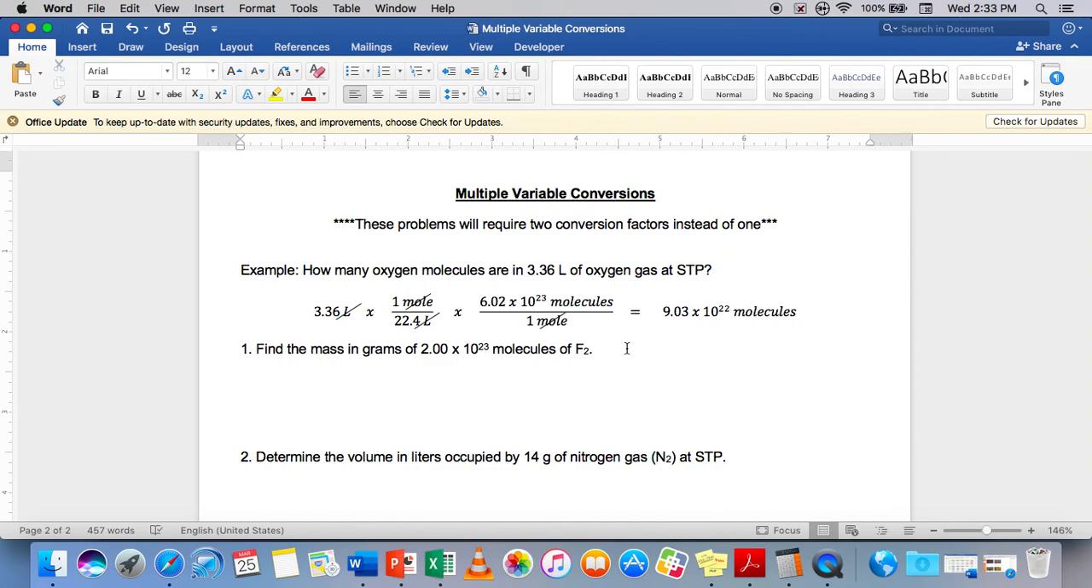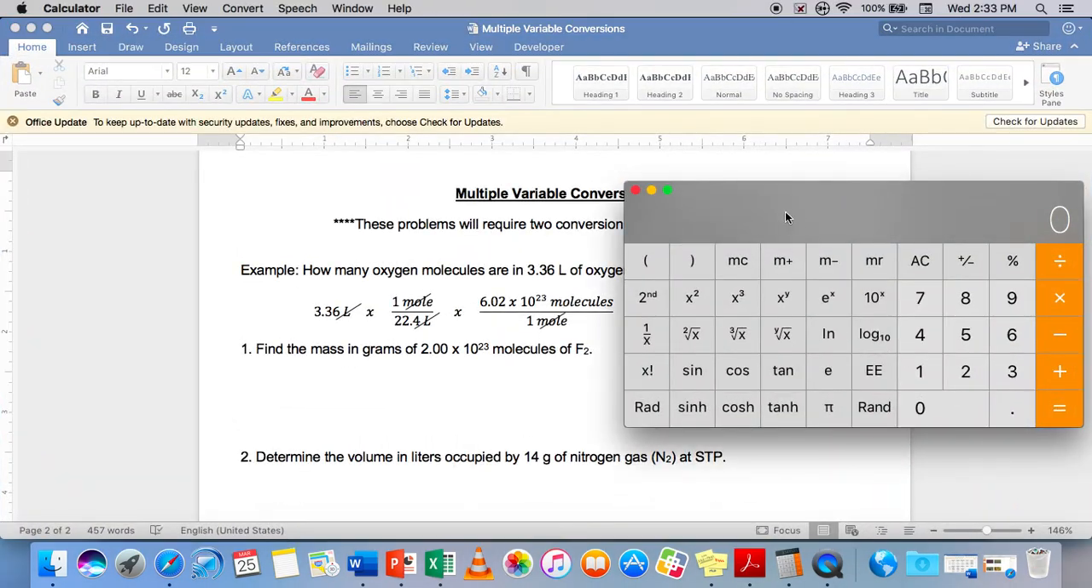If we were putting this into our calculator, let's just double check. I'm going to start with 3.36. We're going to multiply by 1. I'm not going to show that step. Then we're going to divide by 22.4. I could hit the equals button if I want. That's how many moles I have.